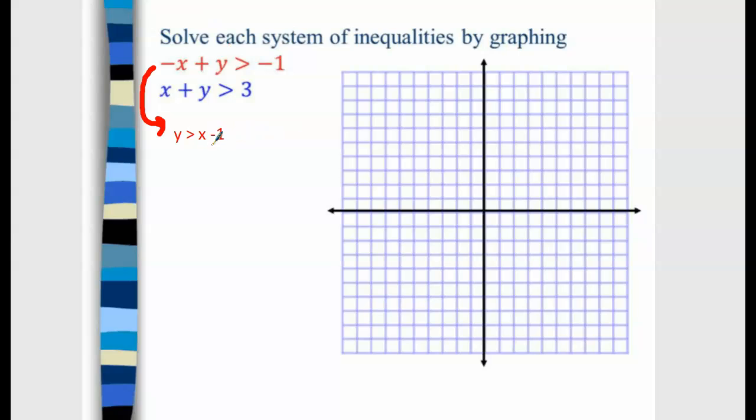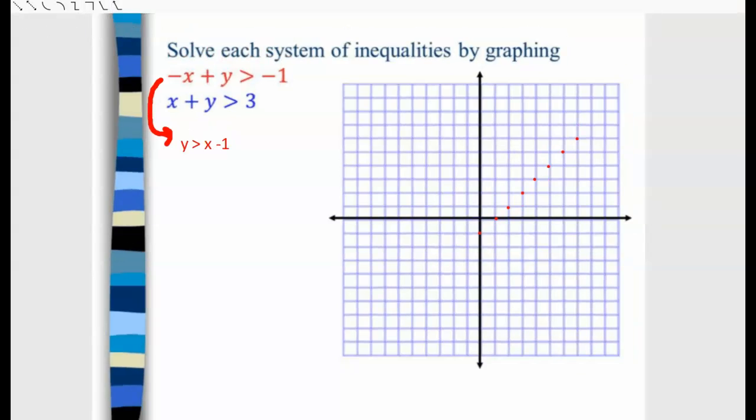Plot your y-intercept of negative 1. And apply your slope. In this case, my slope is a positive 1. My line is dashed because it's greater than, but not equal to.